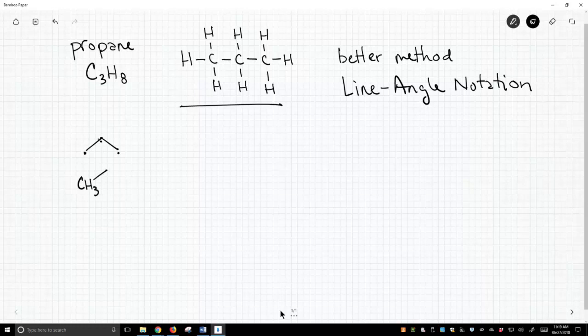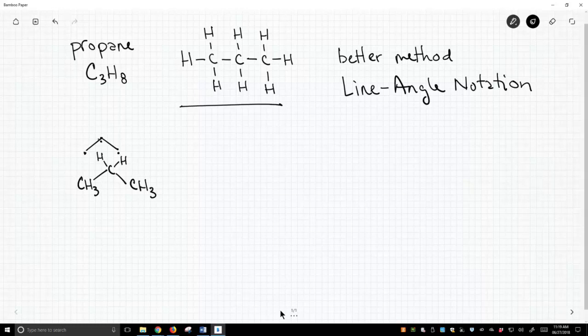There's a line going up. That's a carbon that has two bonds to other carbons, therefore there must be two additional hydrogens on that carbon. I'll squeeze them in there. And then it goes down to that carbon, which also has three hydrogens on it because we need those to complete the octet. So those are the basics of line angle notation.